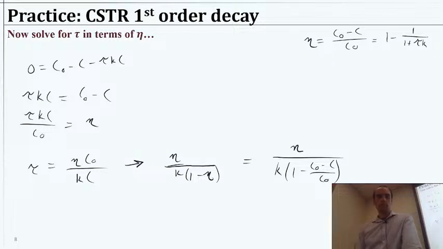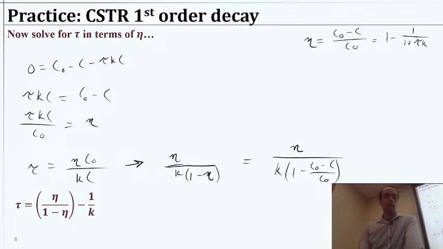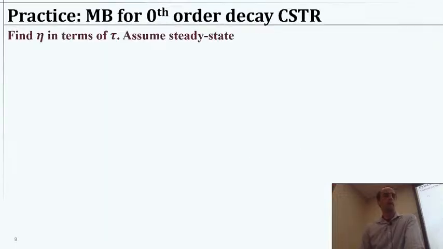Okay. Any issues? All right. Yeah. There you go. Another way to factor it would be to get it like that. All right. So let's try that for a zero order decay reaction. See what that looks like.